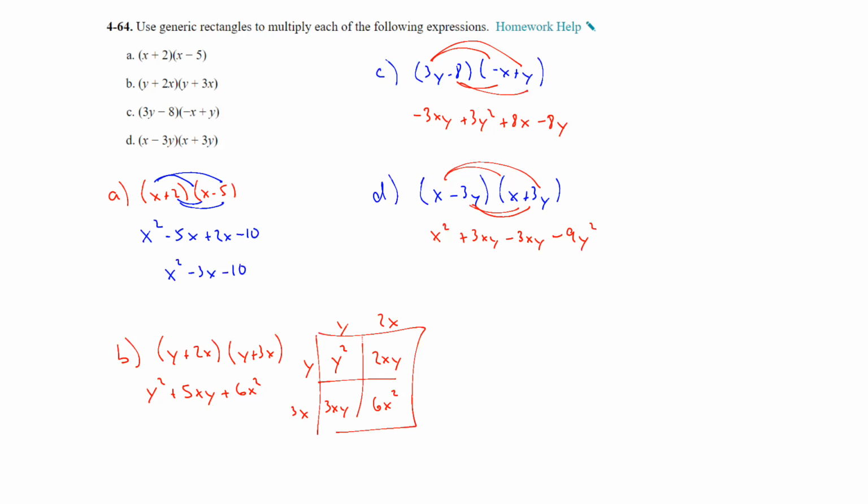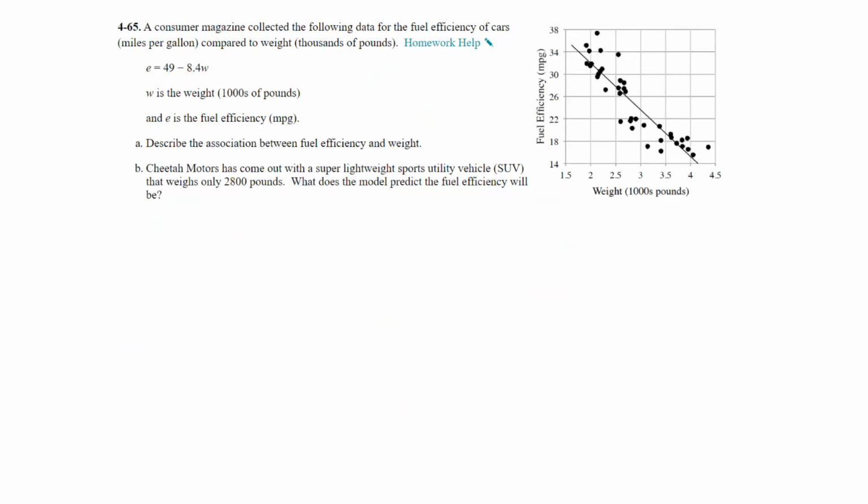And then you can see on this one how your middle terms are the same except they're opposite of each other. So those are going to cancel out, and you're left with x squared minus 9y squared. So that's multiplying two binomials together, either using the generic rectangle or the distributive property.